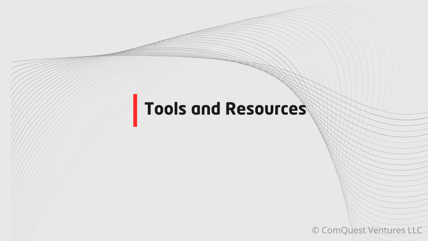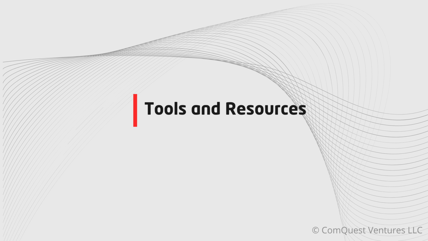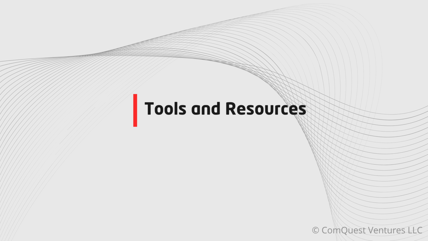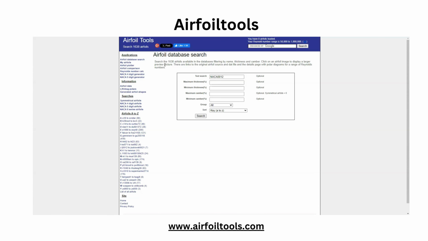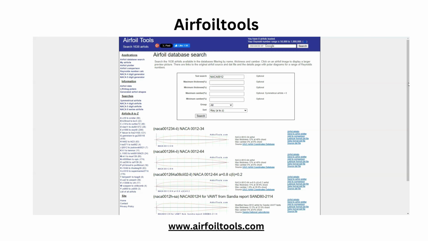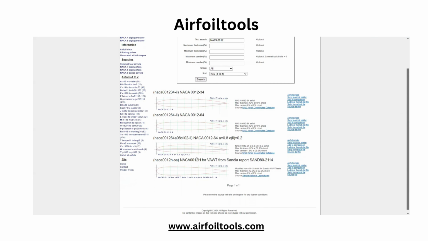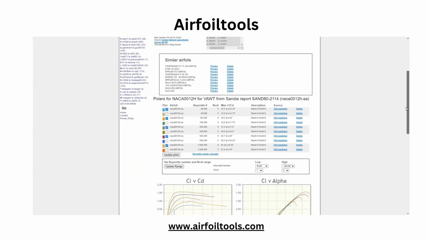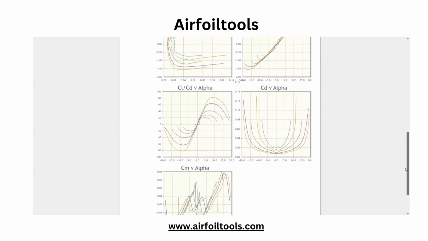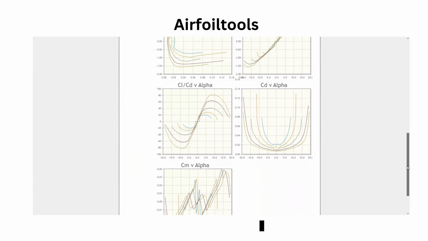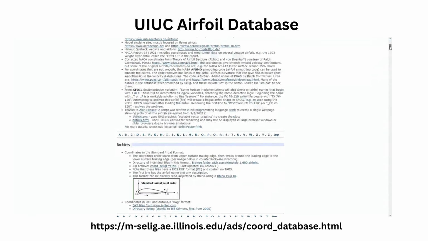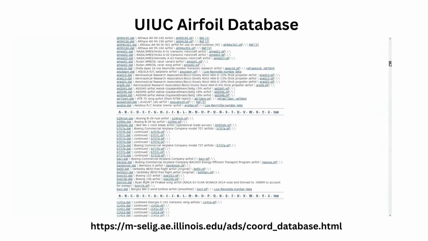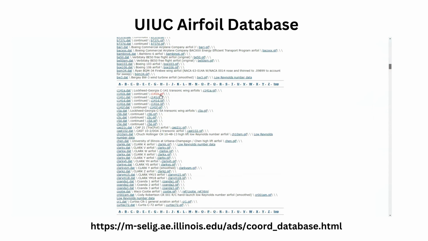Finally, let's look at a few tools and resources that can help you find the optimal airfoil for your design. Airfoiltools.com is a freely accessible, comprehensive online airfoil database. You can search among over 1,000 airfoil geometries and see predictions of their aerodynamic coefficients for a range of Reynolds numbers. The UIUC database is another freely available airfoil database from the University of Illinois.